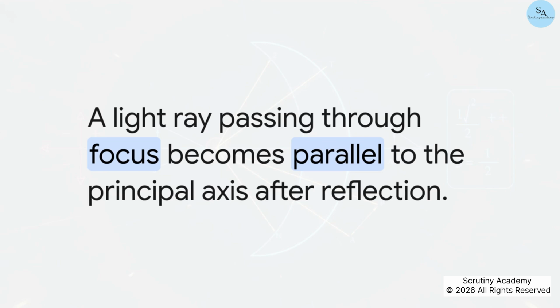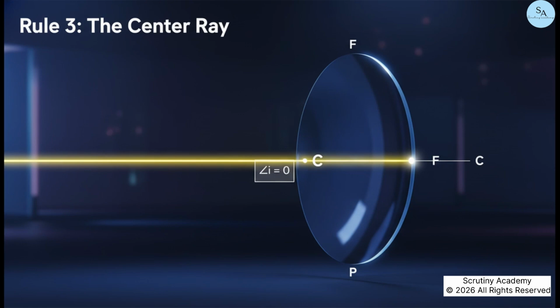Super handy. Now, the center ray, this one's special. Any ray that passes through the center of curvature, C, hits the mirror dead on at a 90-degree angle, and what happens then?